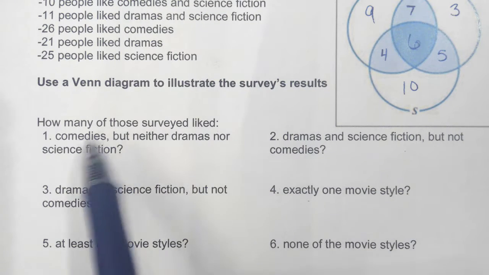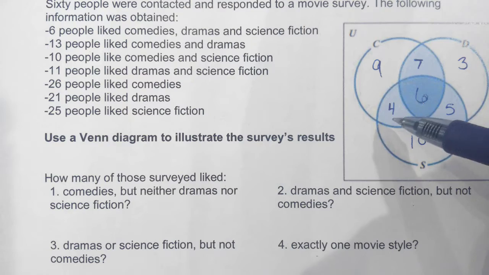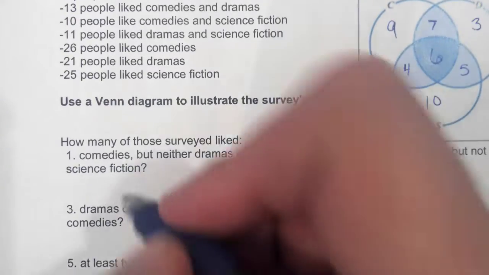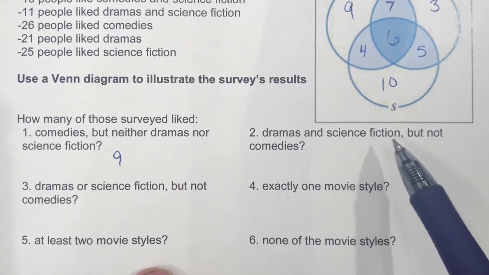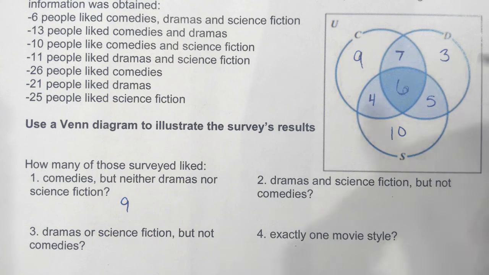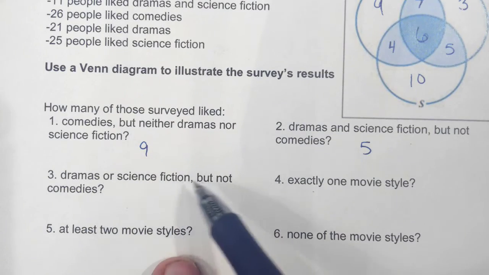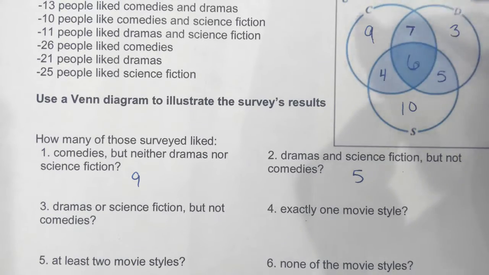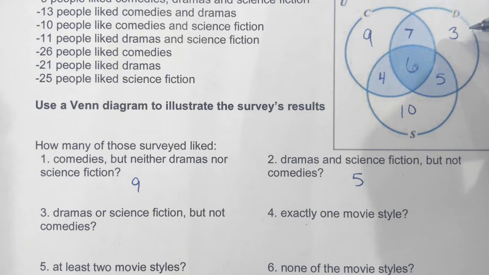How many of those surveyed liked comedies, but neither dramas nor science fiction? So they like comedies, but they don't like dramas or science fiction. That would be those 9 right there. How many people liked dramas and science fiction, but not comedies? Dramas and science fiction, but not comedies. 5. How many people liked dramas or science fiction, but not comedies? Remember that "or" means the union, right? Dramas or science fiction, so that would be that 18, but not comedies.